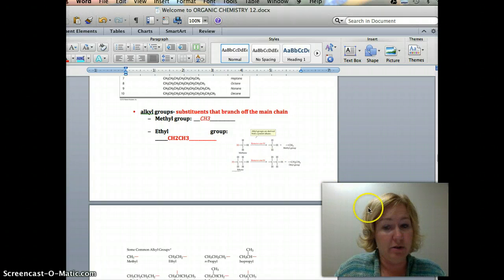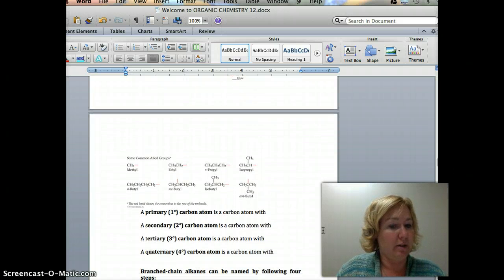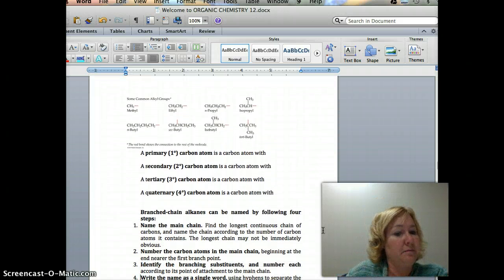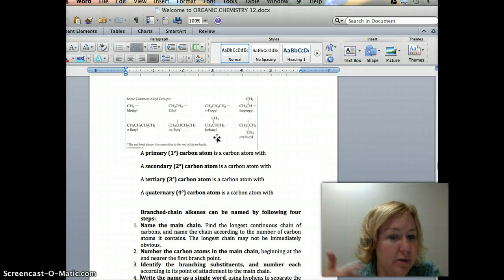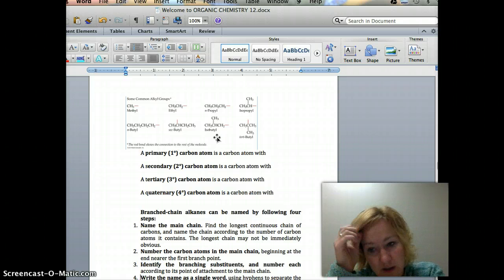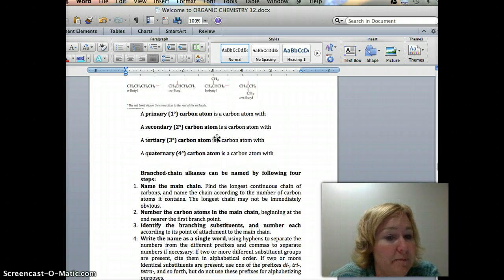Some common alkyl groups. I've given you some. There they are: methyl, ethyl. You can make isomers out of them because we try and make everything as hard as possible. There's isopropyl, butyl, and then there's isobutyl, sec-butyl and tert-butyl, and the way they're drawn. Don't worry, I'm not going to have you memorize those, but you do need to know they're different. So if I give them to you on multiple choice, you can tell them apart.